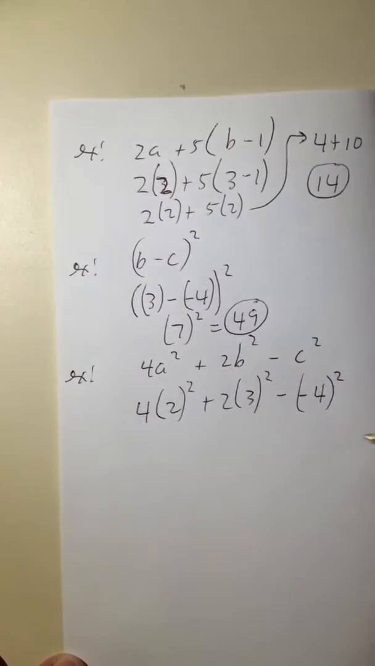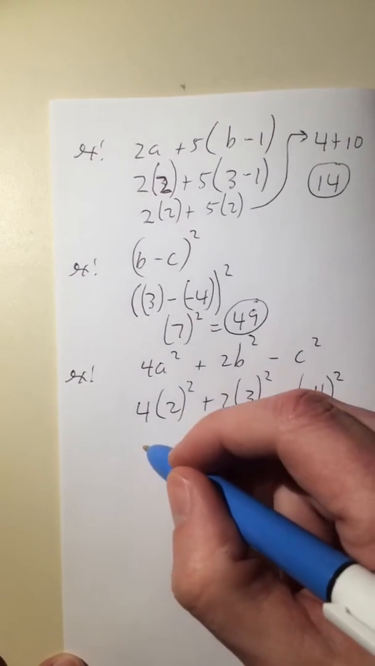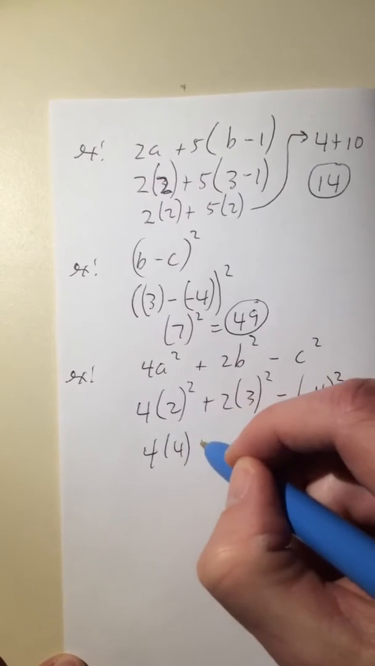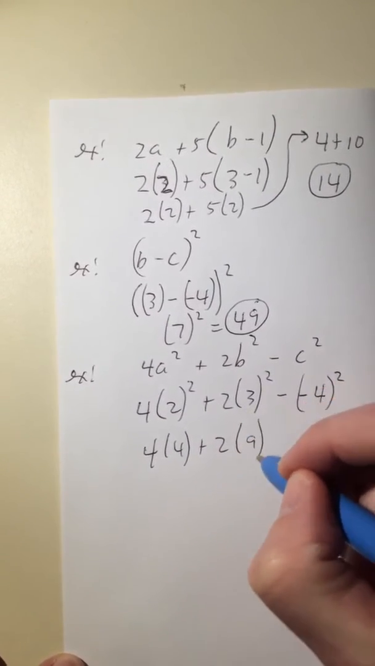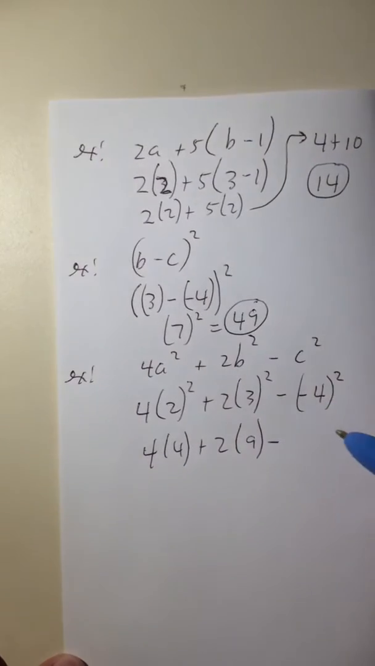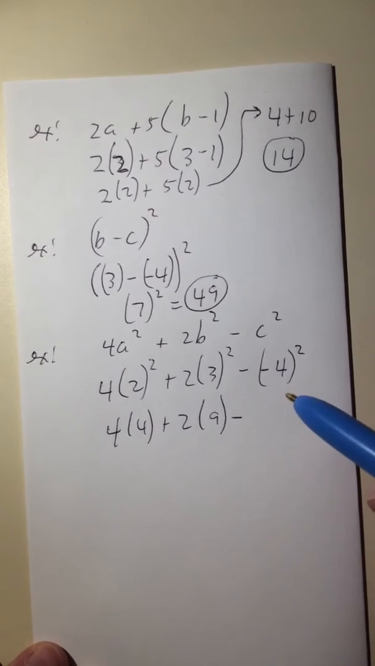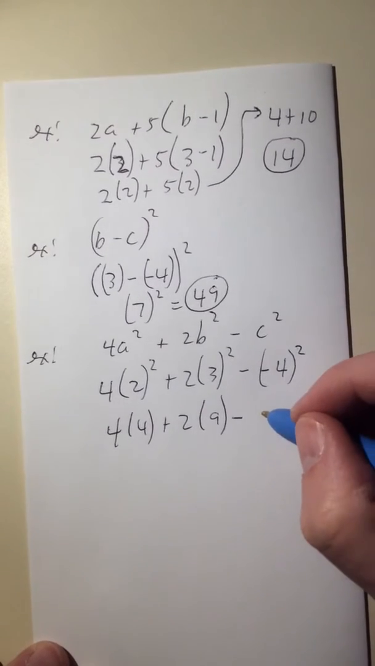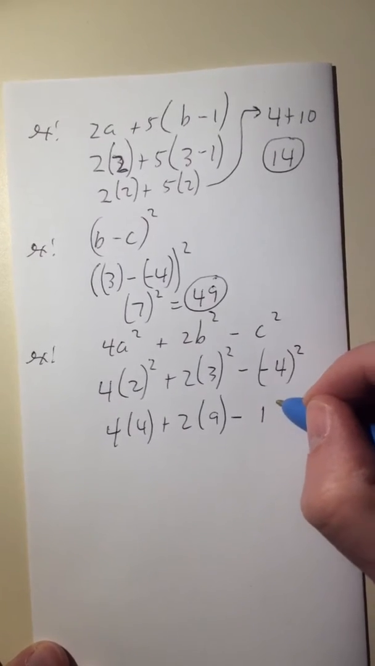Now we move on to exponents. So 2 squared, of course, is 4. So we got 4 times 4. 3 squared is 9. So we got 9 there. And this is a little tricky here. Negative 4 squared is 16, right? Negative times negative is positive. So we got 16.